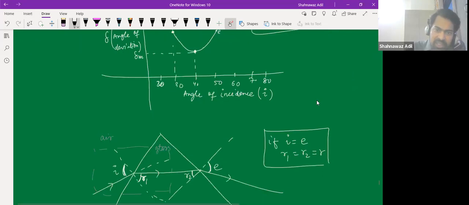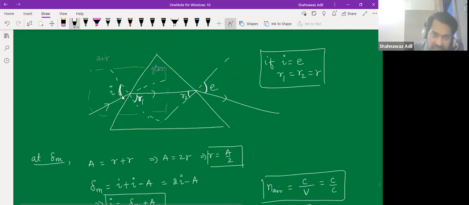And then what did we see? That angle of incidence is equal to angle of emergent. Then this angle R1 would be equal to R2, because this total is 90 and 90 minus this E, that is your R2, right? And similarly I is 90 minus R1. So both these R1 and R2 would be equal. If I equal to E, then R1 would be equal to R2.